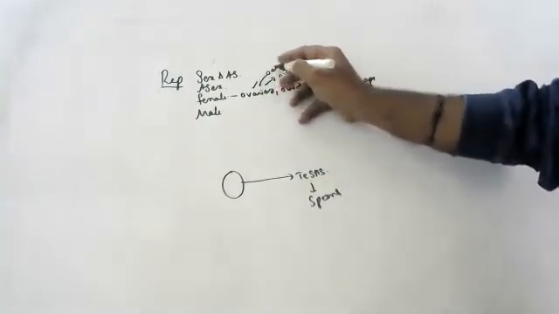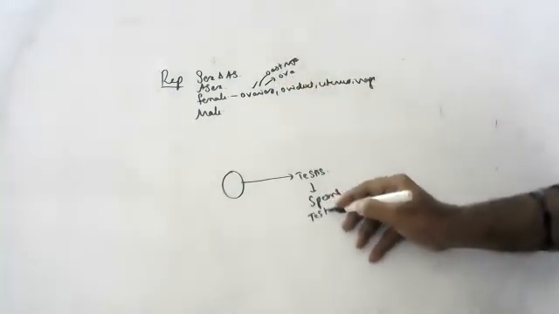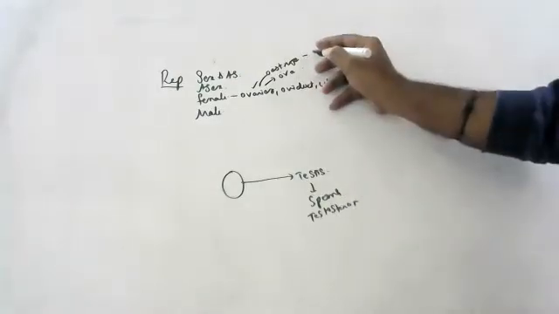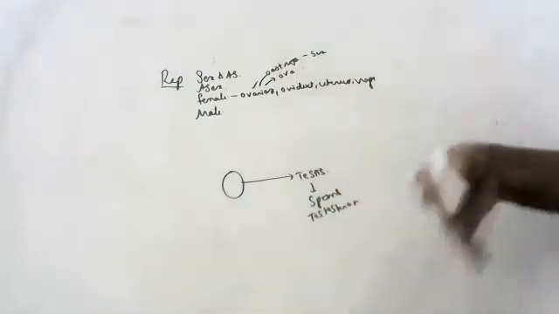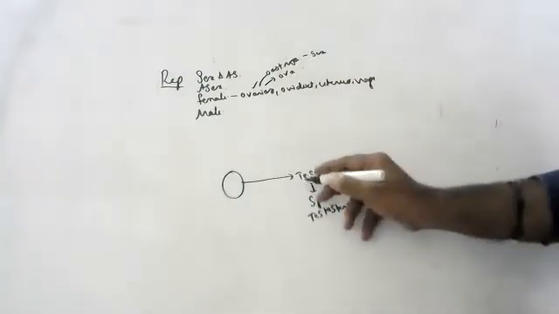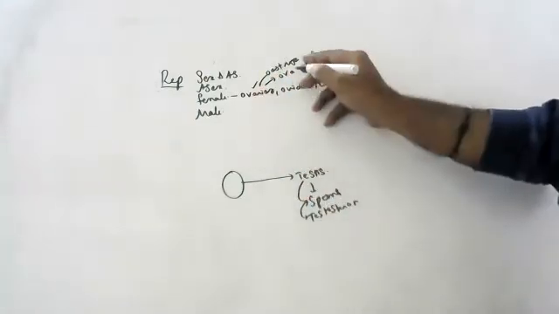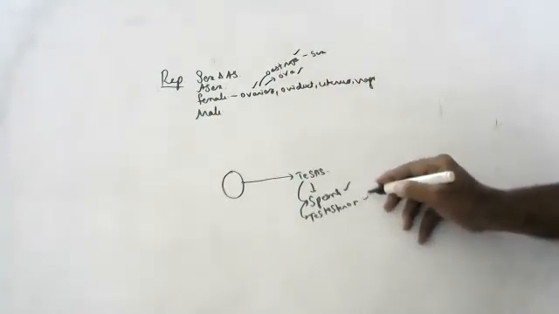Ovaries produce the estrogen hormone, I told. Testes produce the testosterone hormone. Estrogen helps in development of female sexual characters. Testosterone helps in development of male secondary sexual characters. Since ovaries are doing two functions, producing ova and hormone, in the same way testes also do two functions, producing sperms and testosterone.